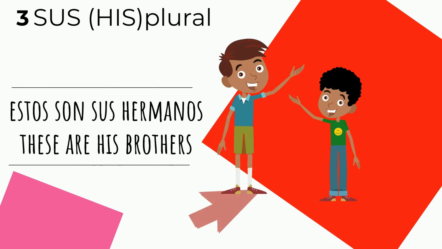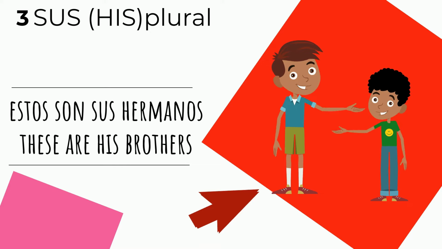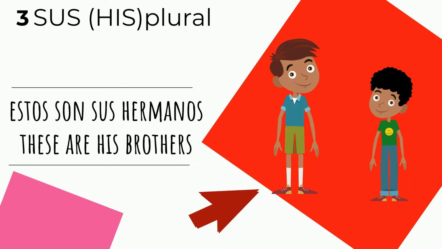Número 5. Sus, his, but plural. Estos son sus hermanos. You are talking about two brothers, not one. So it's plural. Sus hermanos. These are his brothers.